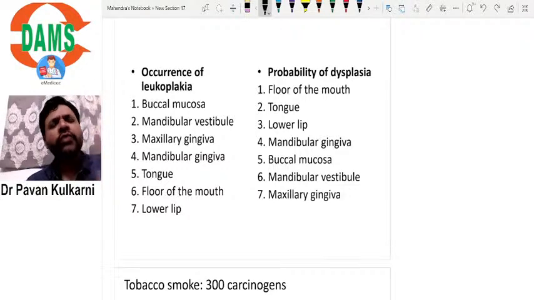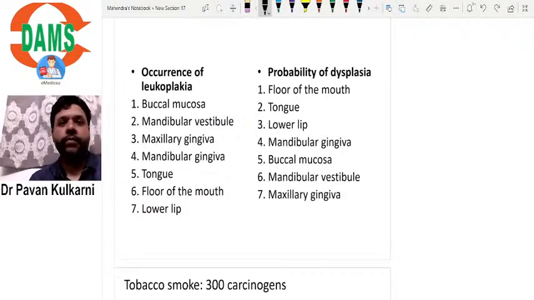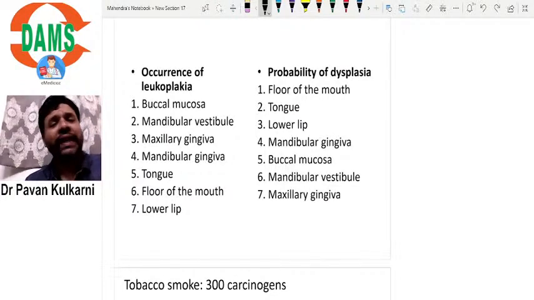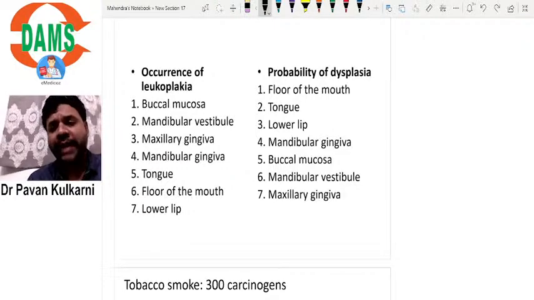So the floor of the mouth is a very important site. If you see a white patch there, it is very suspicious. You have to make the patient aware that the patient can develop some changes in that area. Similarly, the ventral surface of the tongue is also one more risky area. That is the probability of dysplasia, which is a very important one.